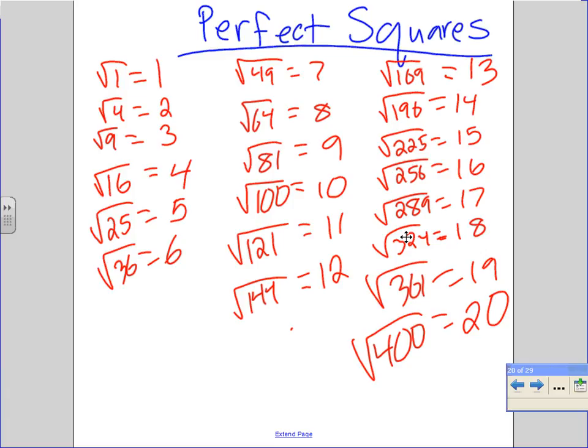I just start dividing it by things if I don't know what goes into it. So find your perfect squares. If you don't know them, look at your list, memorize them if you need to. This will really help you in these types of problems.